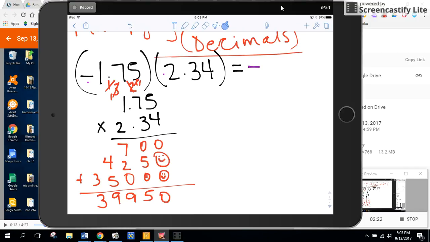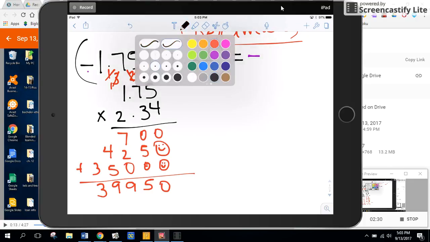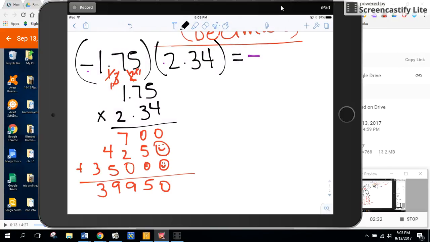So if you don't, you can rewatch the video, you can pause it, or you can raise your hand and ask me a question. So now comes the important part of the decimal point and where that should be placed. So the way to determine where a decimal point should be placed is to use how many numbers are behind your decimal point in the problem.